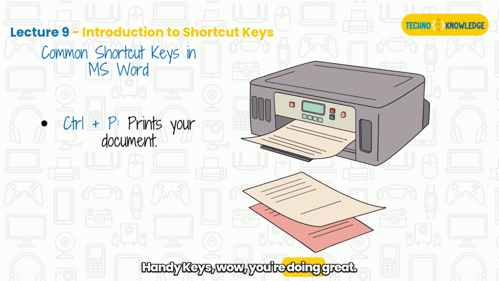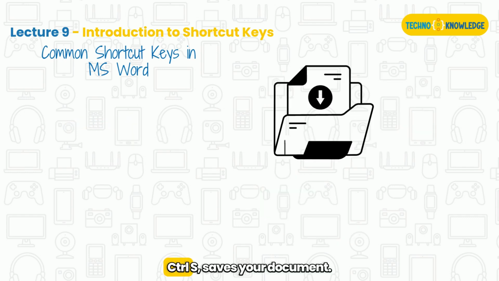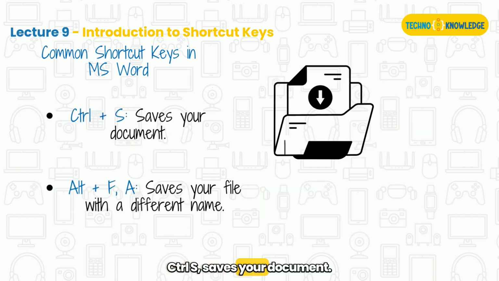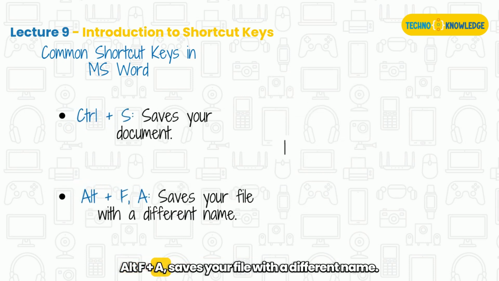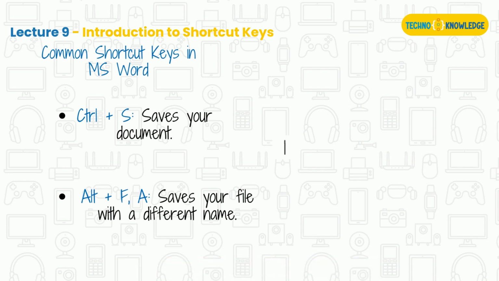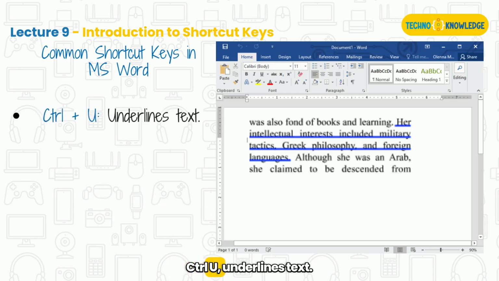Wow, you're doing great! Here are a few more keys to remember. Ctrl+S saves your document. Alt+F(A) saves your file with a different name. Ctrl+U underlines text.